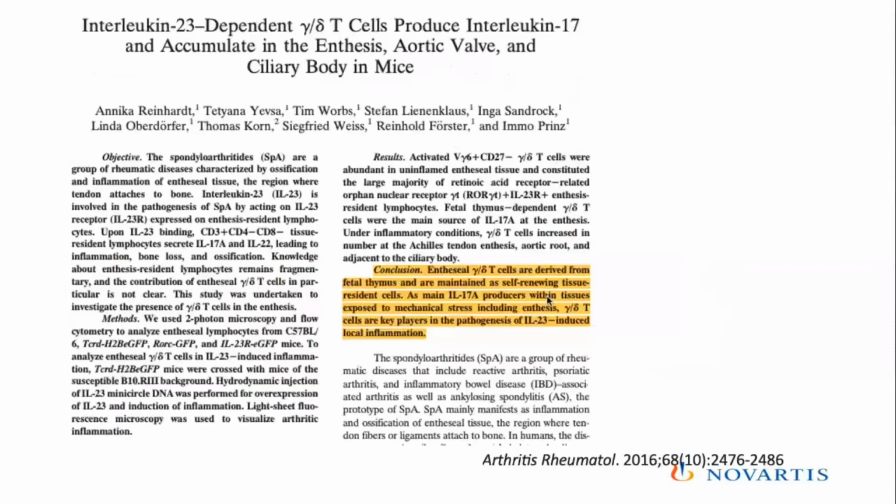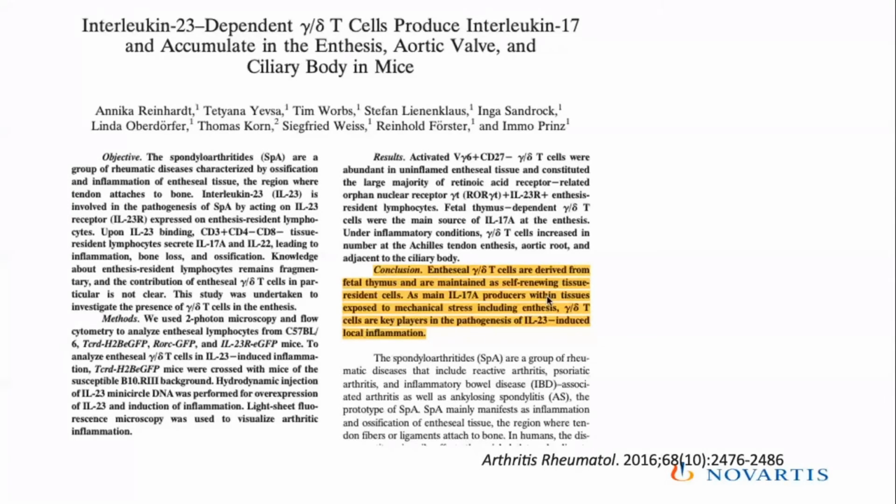Subsequent experiments in 2016 have shown that these cells were nothing but what we call gamma delta T cells, and they produce IL-17 in an IL-23 dependent manner. And these cells were present in the enthesis, in the aortic valve, and in the ciliary body in mice. So till now, all of these were mice experiments.